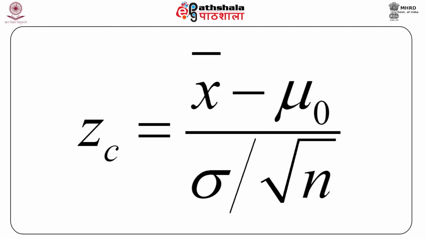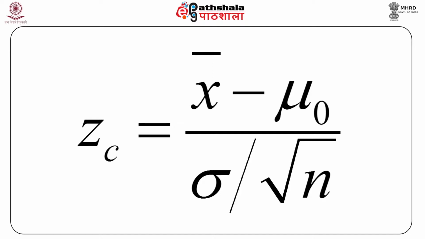Now, the calculated value of the test statistic ZC is equal to x bar minus mu 0 upon sigma by root n, and it depends on the value of x bar given mu 0, sigma and n. For different samples, we are likely to get different values of ZC. It is a matter of chance which sample is selected, which results in a particular value of ZC.